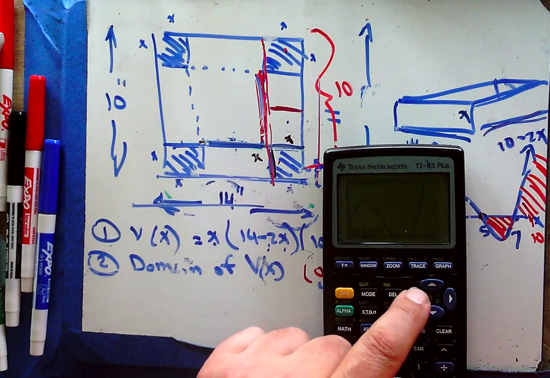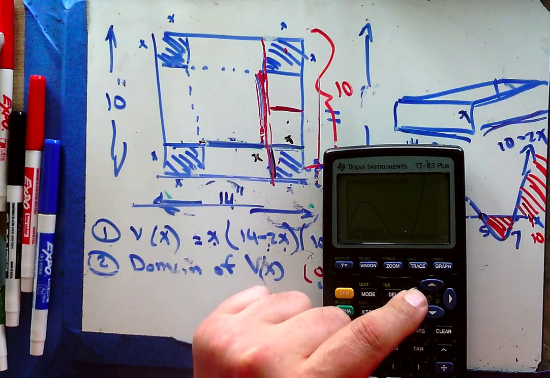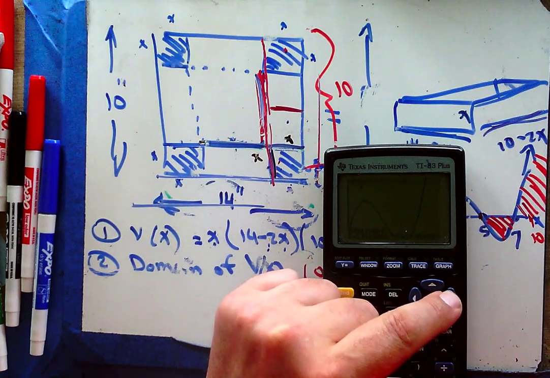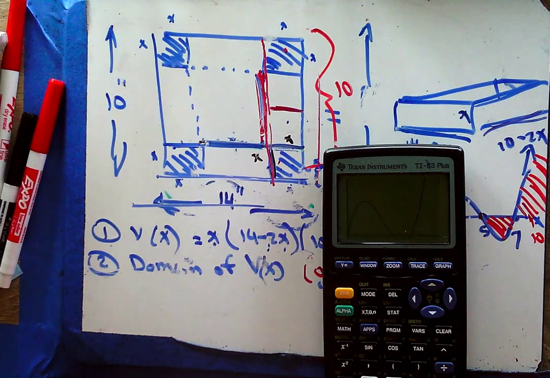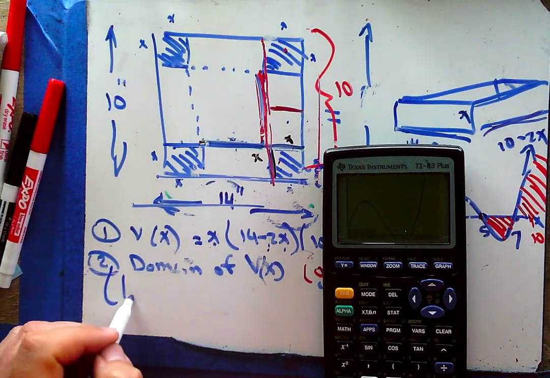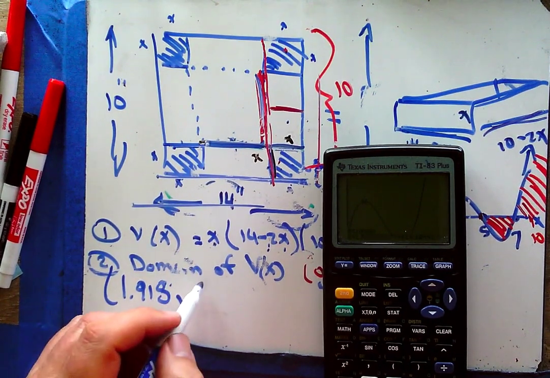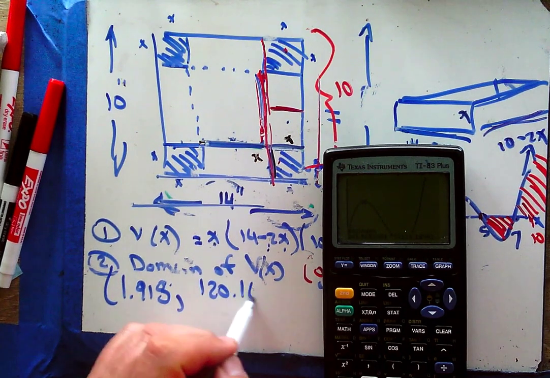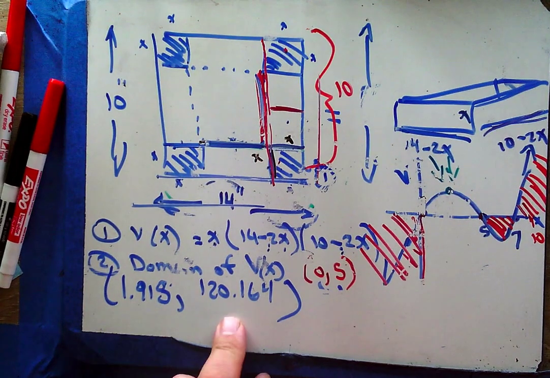Move to the left side of the cursor, to the left side of the maximum. That's going to be over here. Enter. Go to the right side. Hit enter. Guess. No. So I get the ordered pair 1.918, comma 120.164. Now remember, this is not x and y.